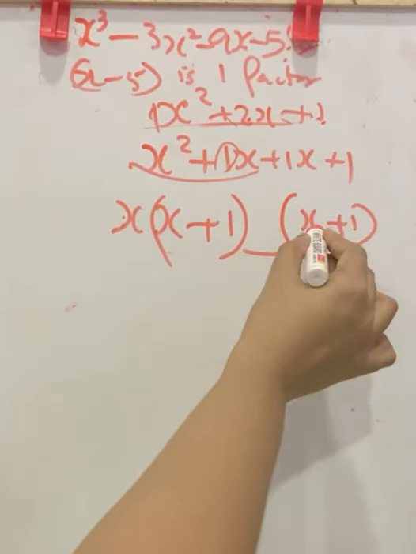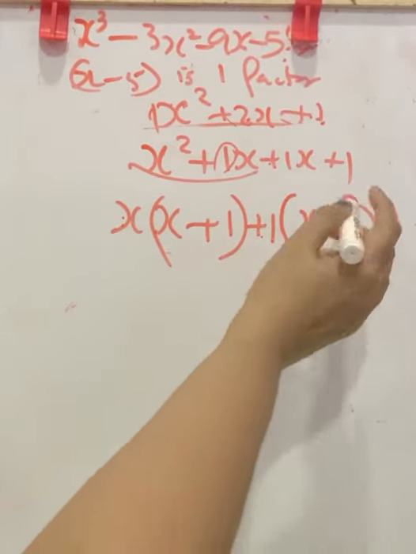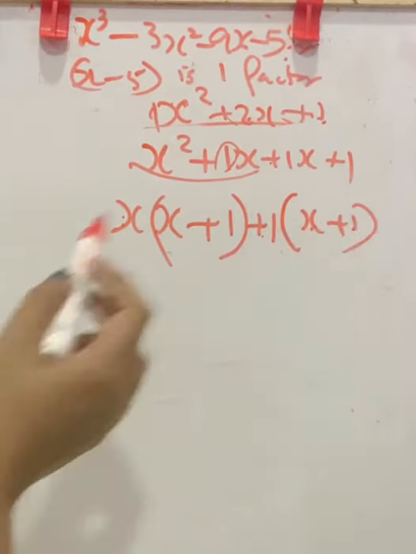Now check. Dash into x is plus 1x. That is plus 1 into x is plus 1x. You can check it here also. Plus 1 into plus 1, plus 1.